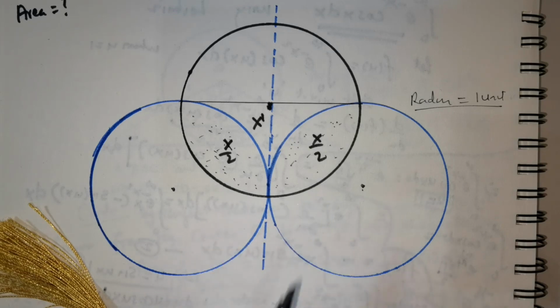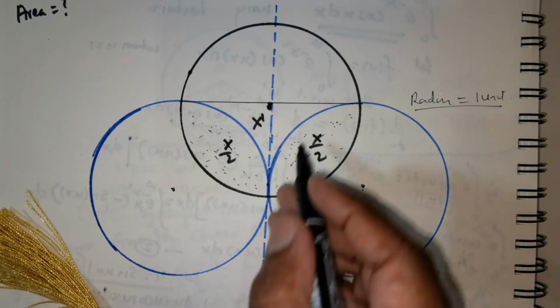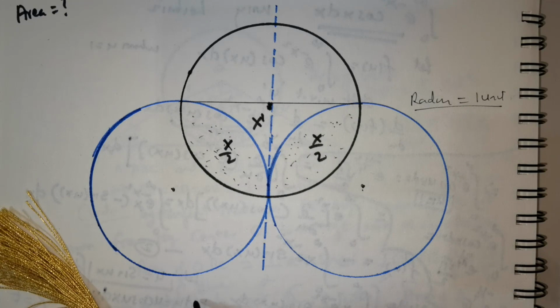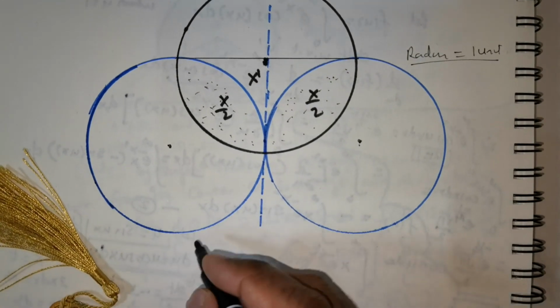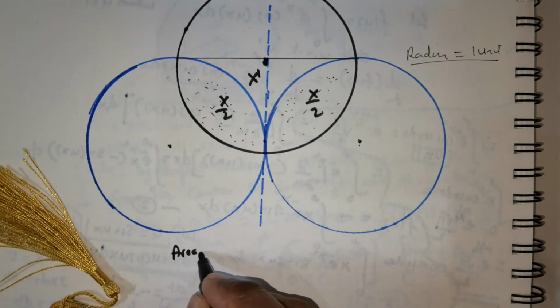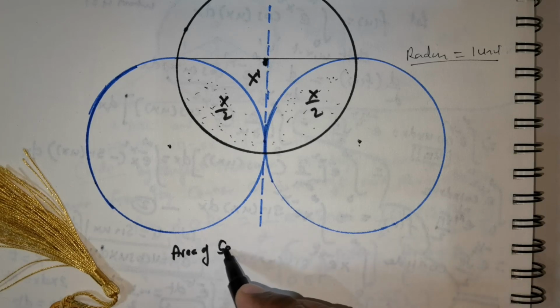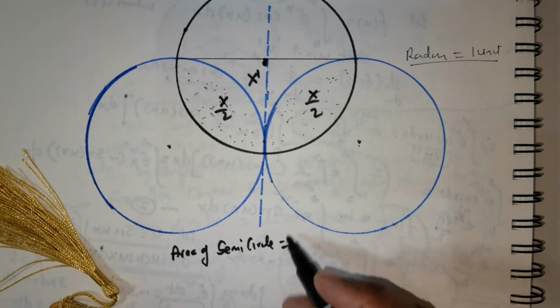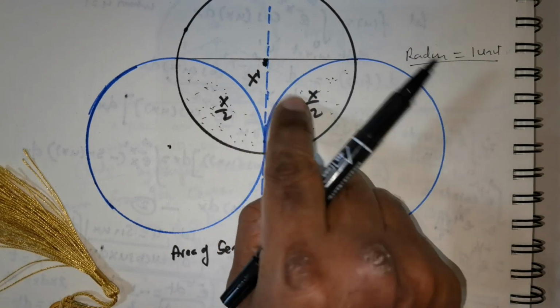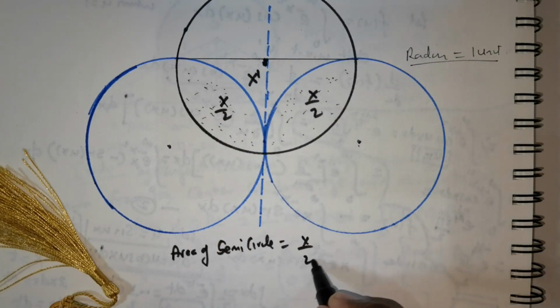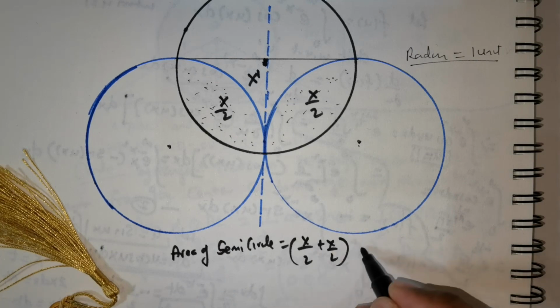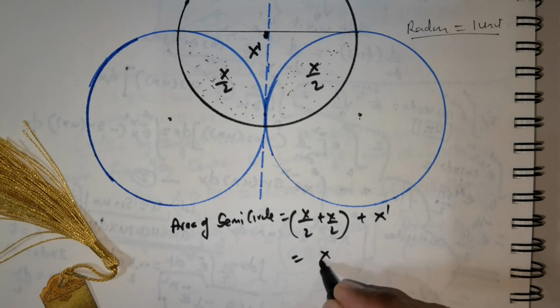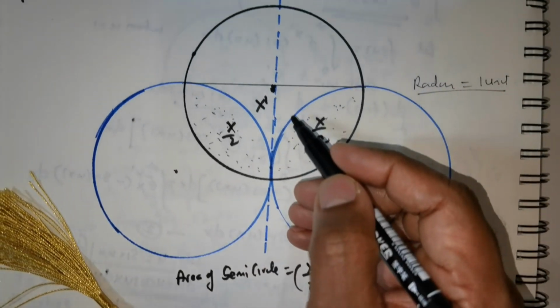if I were to, let me write the formula down. Now this is a semicircle as I mentioned to you. So area of the semicircle is actually equal to this plus this, right? So x over 2 plus x over 2 plus x dash, right? So this is going to be x plus x dash.